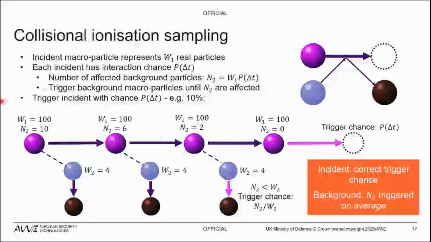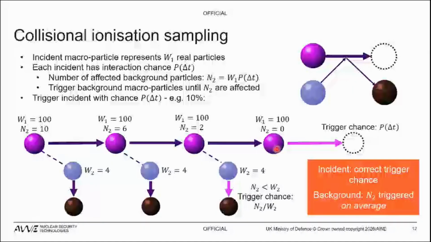So in this example, we have N2, we want to create 10 ionized states. We pair to the first ion, it has a weight of 4. 4 is less than 10, so let's ionize it. Now we need to do 6. The next one is also a weight of 4. 6 is greater than 4, so we'll ionize it. Now we only need to do 2 more. This is a weight of 4. Let's ionize it, but only with a 50-50 chance, so that on average, we will have ionized 2, even though it has a weight of 4. So on average, we are creating the correct number of ionizations, even though these are different weighted particles.